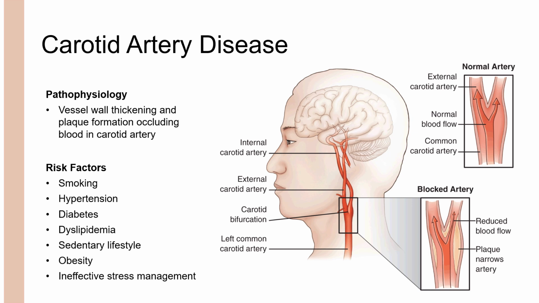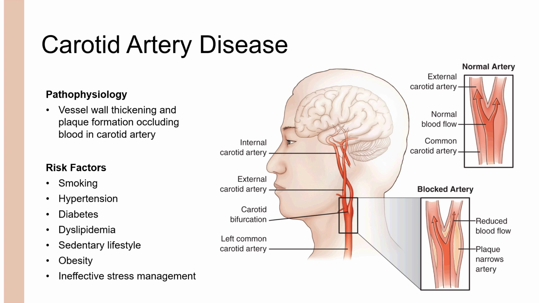Moving on to carotid artery disease. So we're talking about the carotids in our neck. So this is the artery that feeds the brain oxygenated blood. So again, carotid artery disease is a common atherosclerotic vascular disease. So just another vessel we're talking about here. This is going to cause vessel wall thickening and plaque formation, occluding that carotid artery, which will eventually lead to stroke.